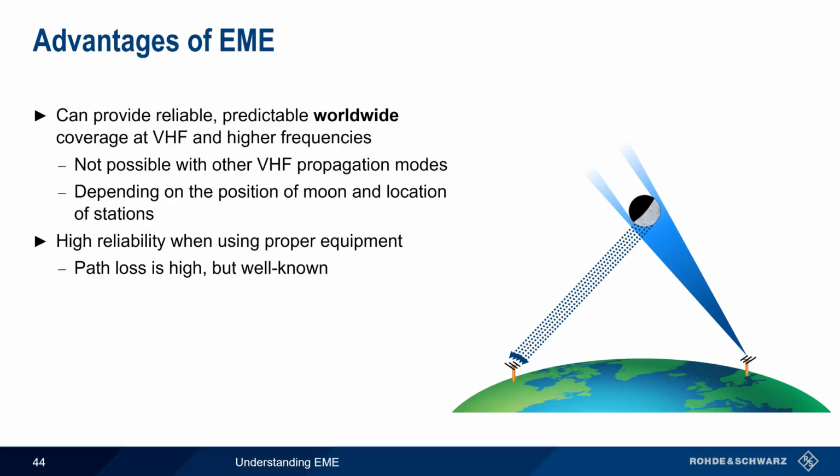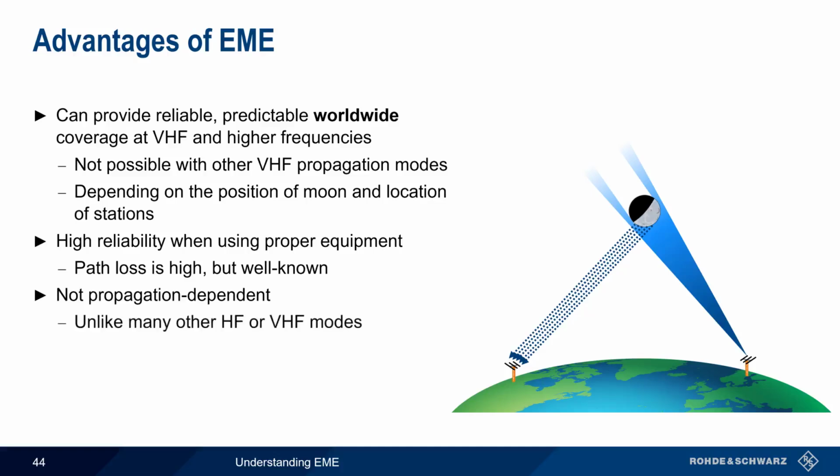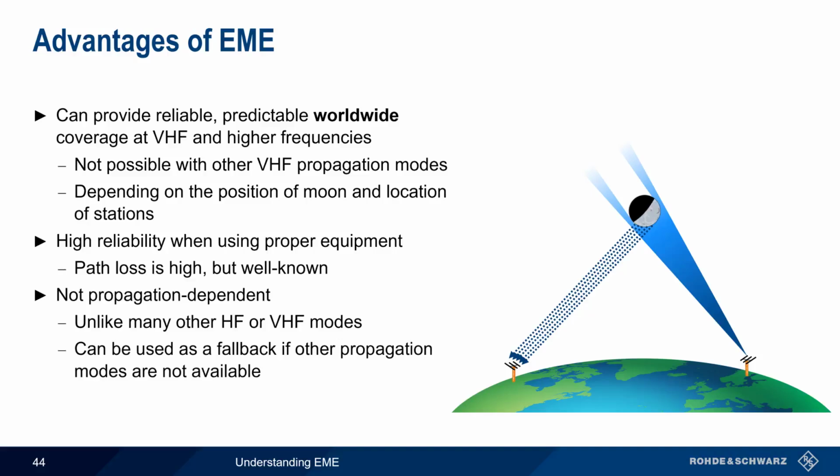Another advantage of EME is that it's not dependent on ionospheric or tropospheric propagation conditions, unlike most other HF or VHF modes. This in turn means that EME can be used as a backup or fallback mode if conditions do not support using other propagation modes.